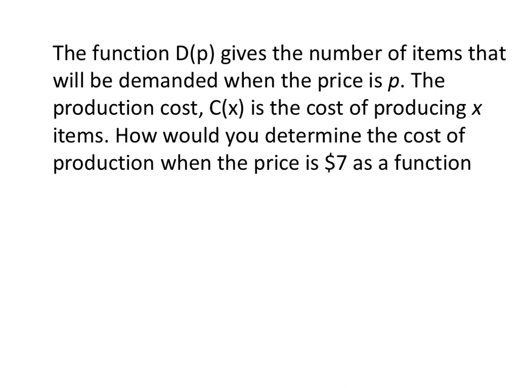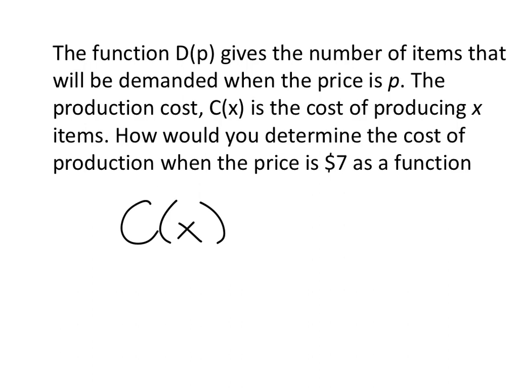This one has more words than is necessary, but that's okay. So we got this function d of p, which gives the number of items that will be demanded when the price is p. The production cost, c of x, is the cost of producing x items. How would you determine the cost of production when the price is $7 as a function? So we know we're looking for c of x on this, because it wants the cost.